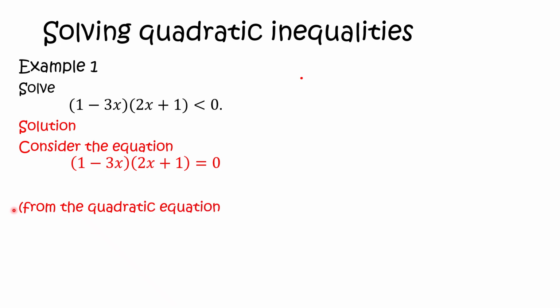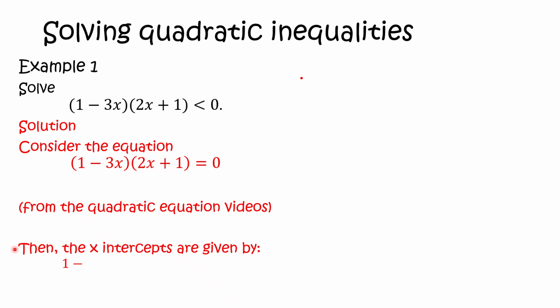From the quadratic equation videos that we have uploaded, you would know that we can get the x-intercepts that are given by setting the factors (1 minus 3x)(2x plus 1) equal to 0. We separate this to have 1 minus 3x is equal to 0 or 2x plus 1 is equal to 0. We solve for x to get x is equal to 1/3 or x is equal to minus a half.